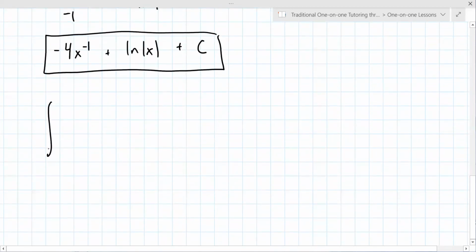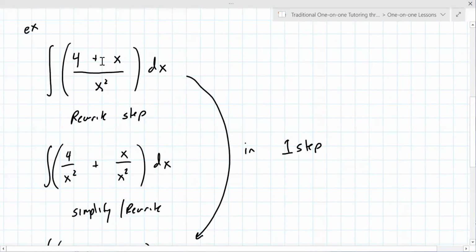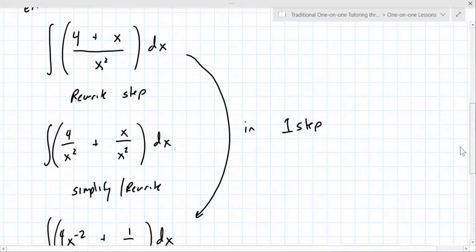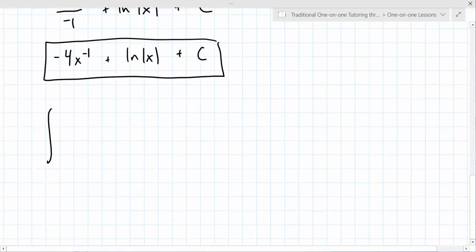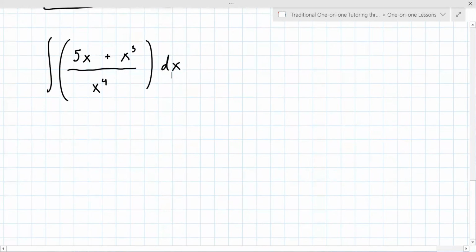Wait, can I take a look at it? Of course. Okay. I have to do it in one step? I'll give you one just like this, with just slightly different numbers. Okay, so let's go 5x plus x cubed over x to the 4th dx. I have to do it in one step? No. You can do it as many steps as you want, but I'm asking you to do this one on your own. Okay. As review.